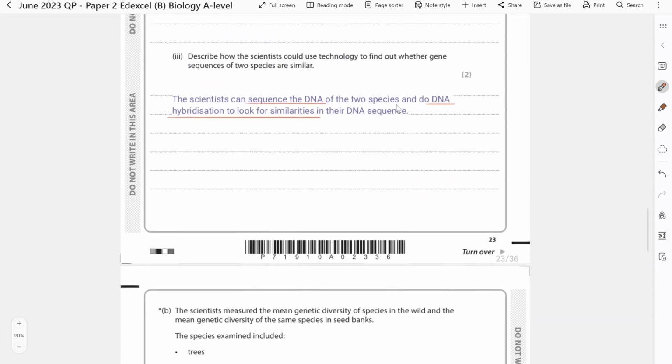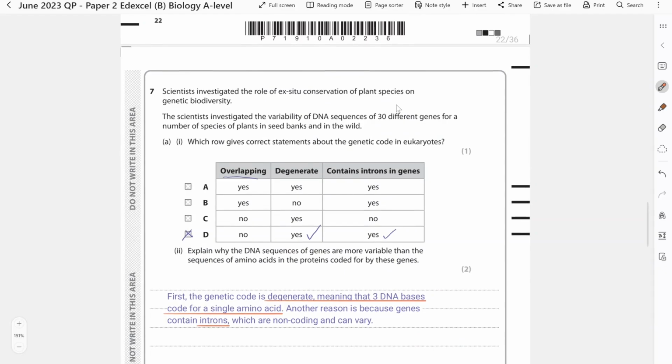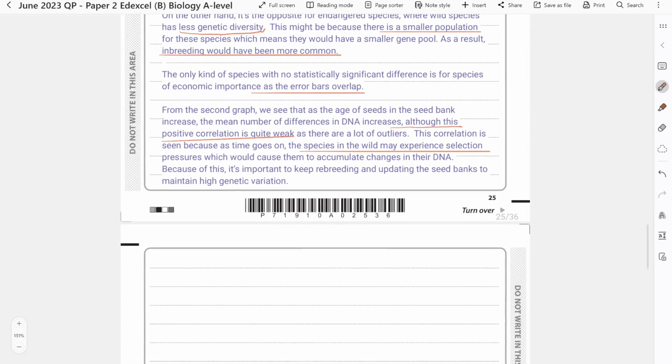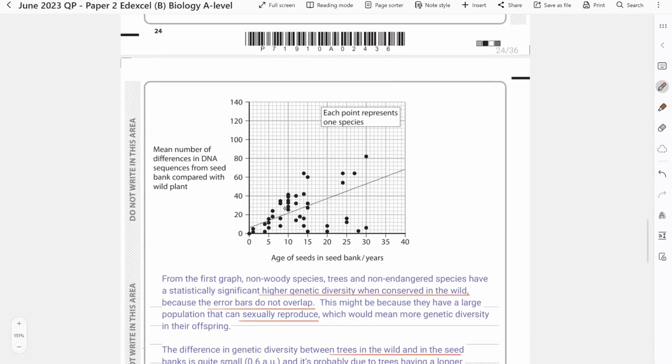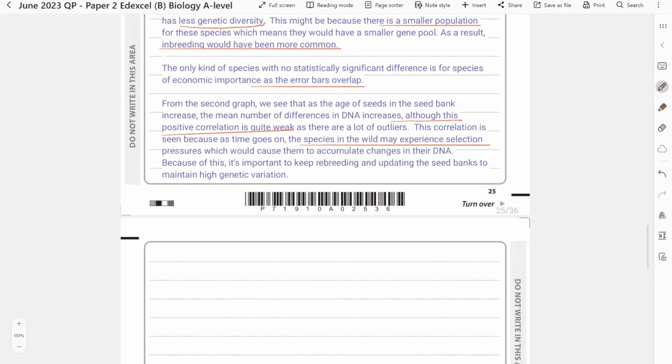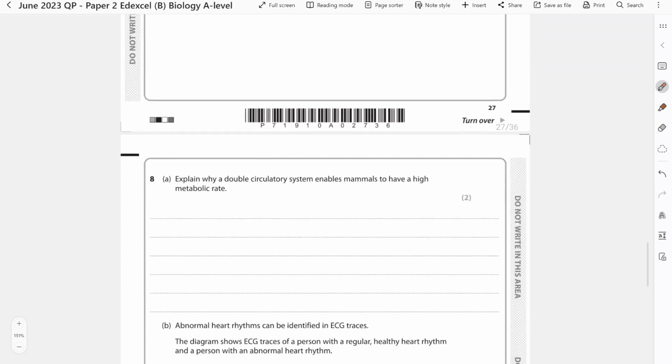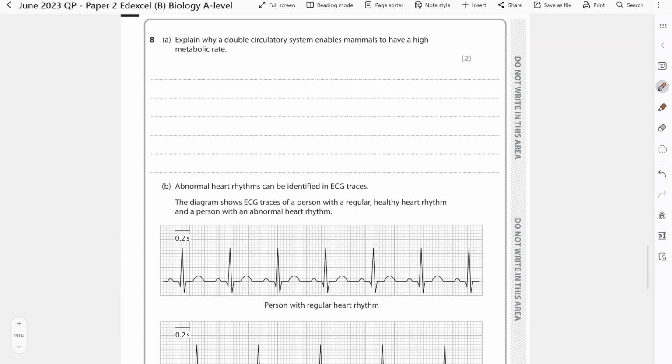Sorry, let's scroll back up, because the whole point of doing this is to investigate the role of ex situ conservation. So that would be conservation in seed banks, right? So that was the whole purpose of doing that. My final sentence was that because there are much greater differences as the age increases, it's important to keep updating the seed bank and keep rebreeding so that high genetic variation is maintained. All right, so that is question 7. Let's move on to question 8.